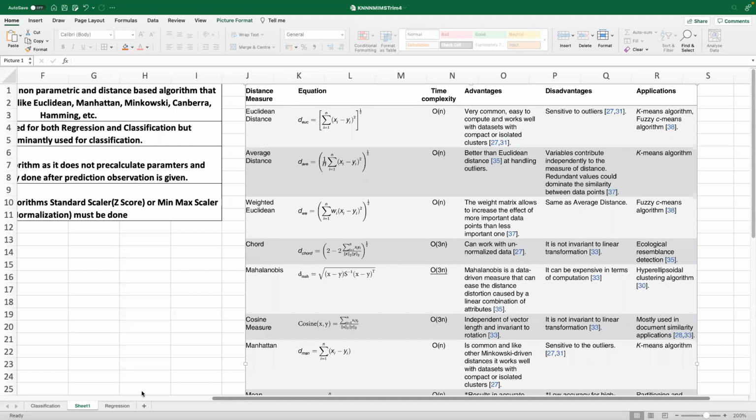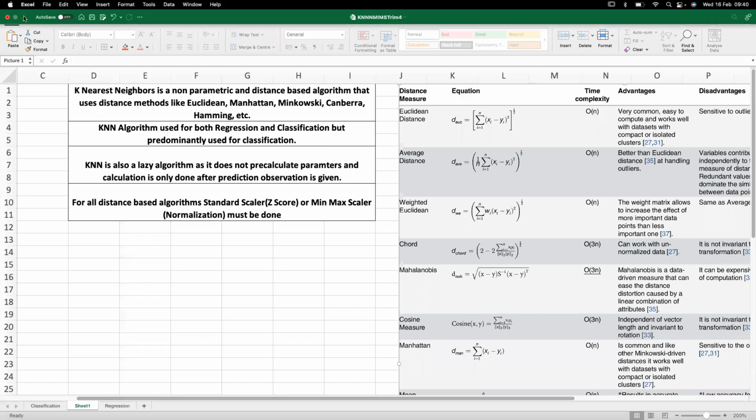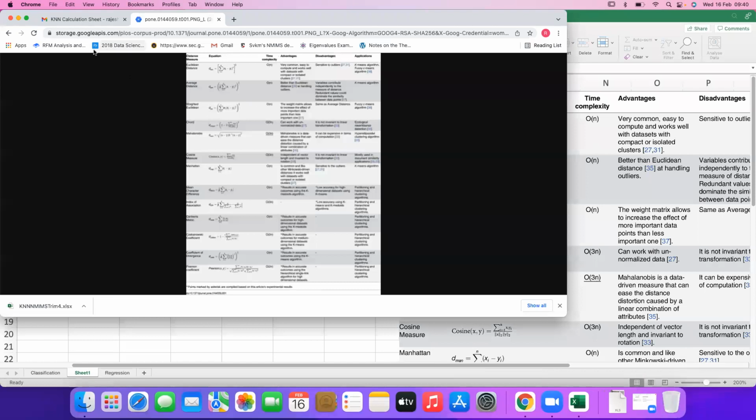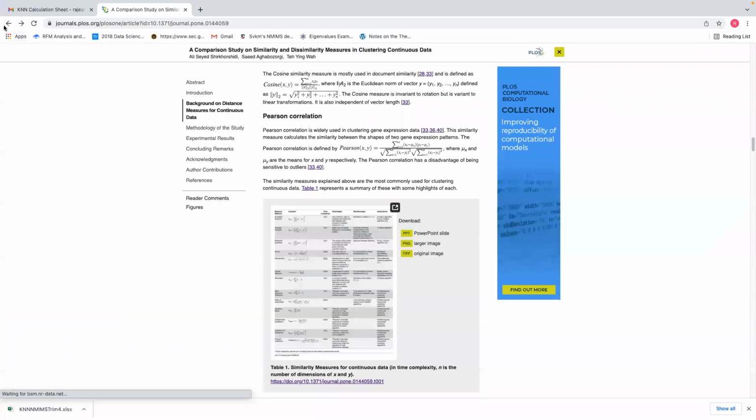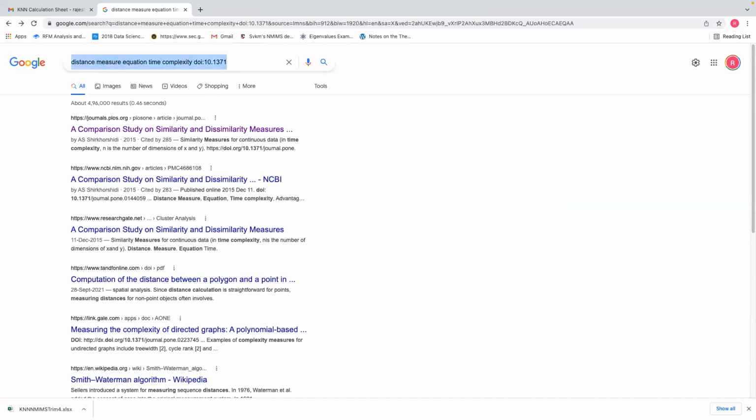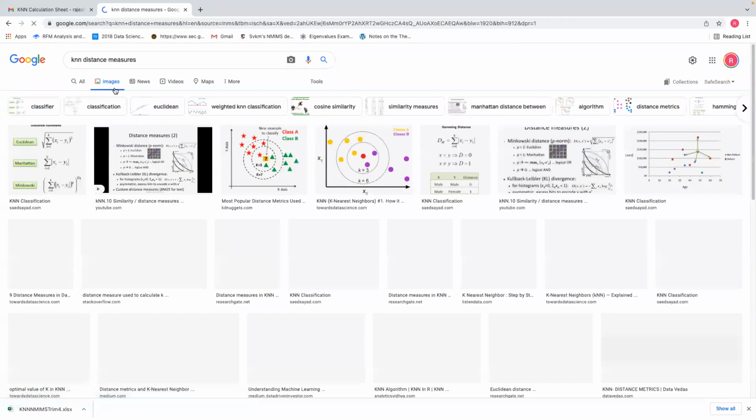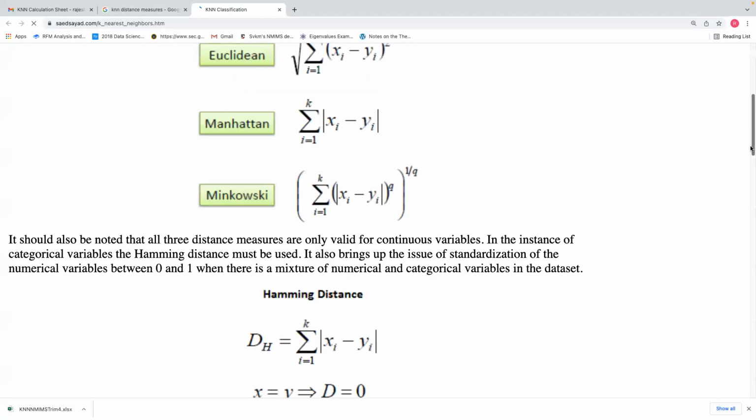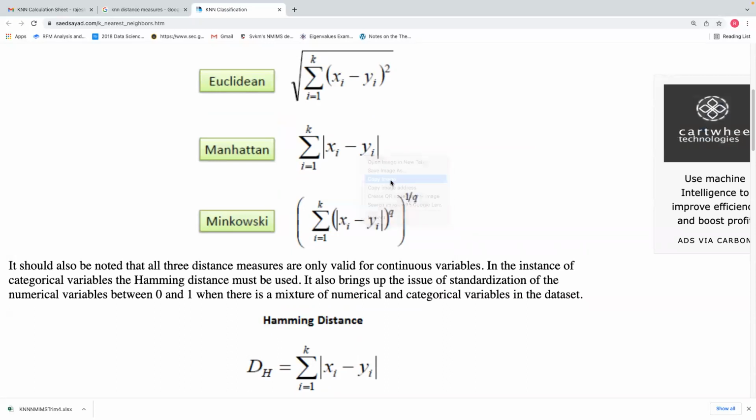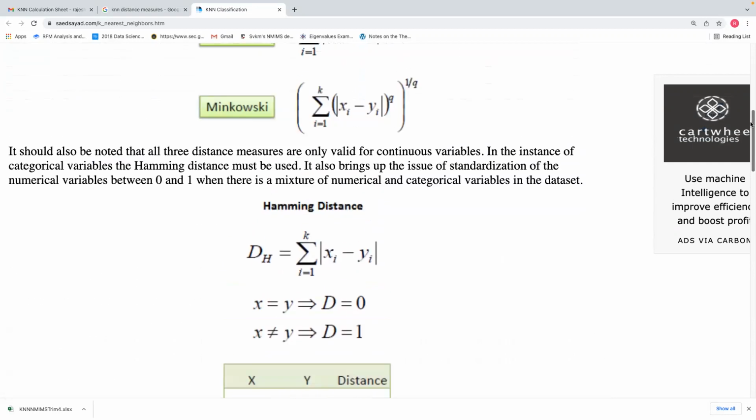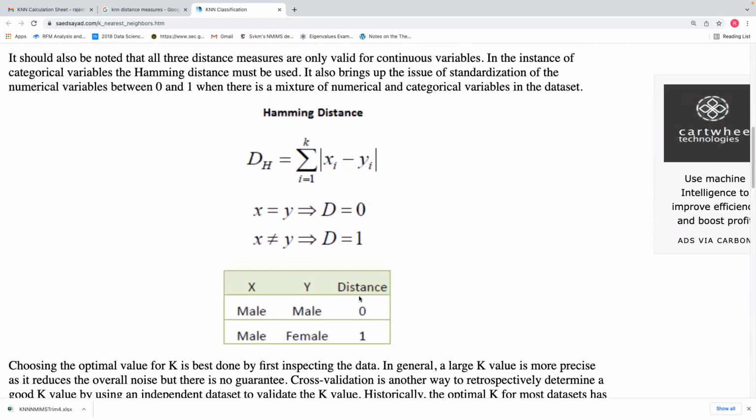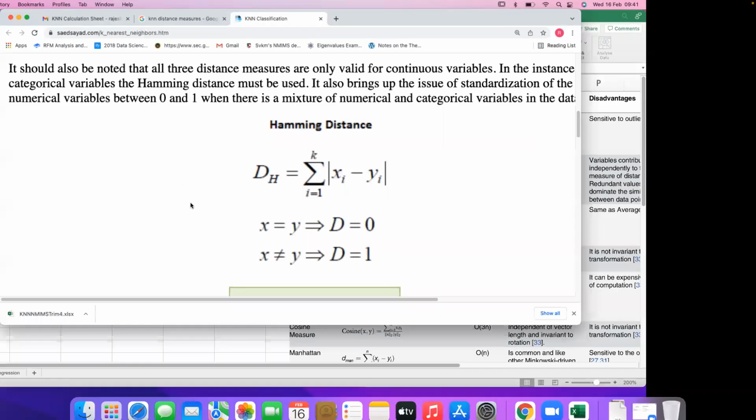So if you are looking at KNN distance measures, we predominantly use what we call Euclidean, Minkowski. In Python, these are the measures which are widely used: Euclidean, Manhattan, and Minkowski, and Hamming distance for text. So let me paste the Hamming distance. This is an interesting one which we use in text mining.